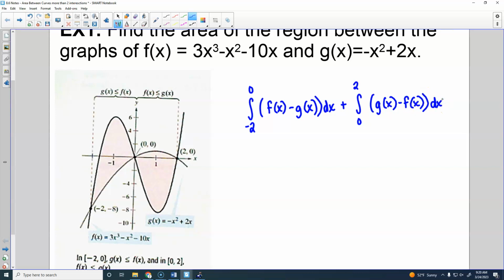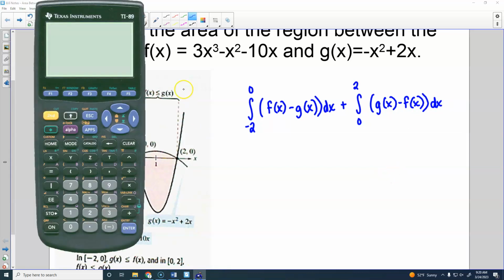dx. And we are going to use our calculator to evaluate this. And if it's on a calculator active problem, you definitely have to write this down. Don't leave that part right there out. You need to write that down because you have to write down what you're putting into the calculator. But from this point, you can do the whole thing in the calculator.